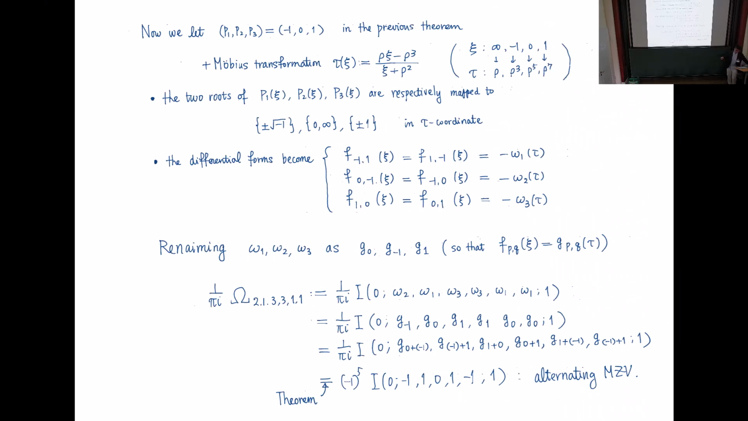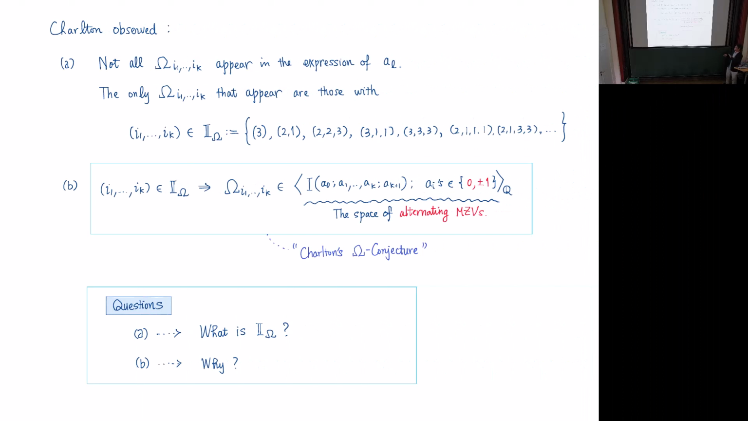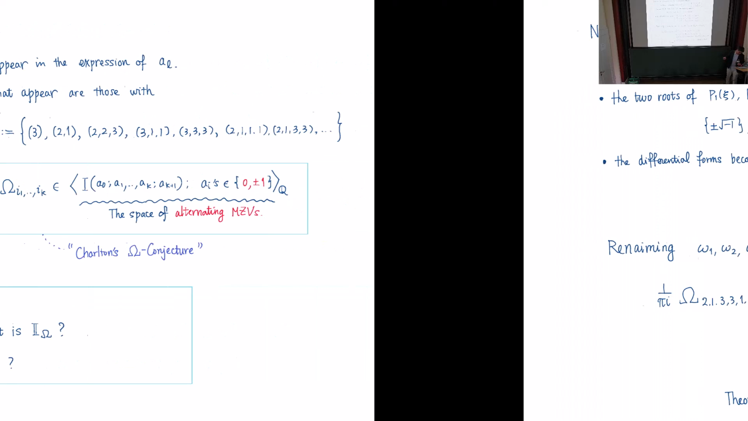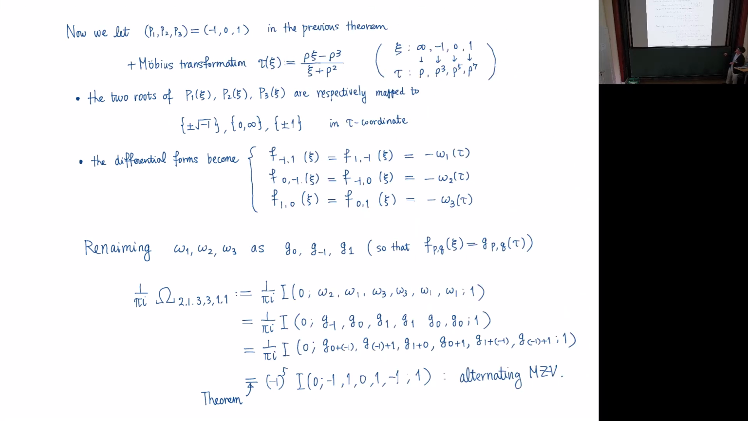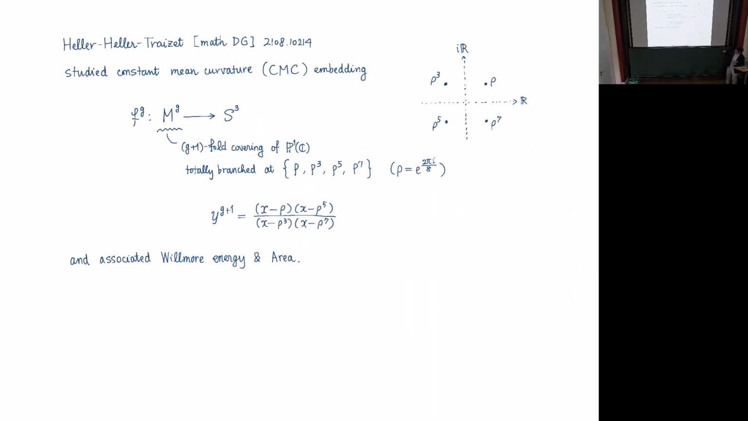So how can we understand why this is the case? It is explained very simply by the iterated beta integral setup. Consider the case when P1, P2, P3 are negative 1, 0, 1. In the previous theorem we usually have a quadratic polynomial, irreducible over the rationals, squared. But this one is super simple: it's just d log plus d log minus d log, a linear combination of three e's, which seems to be similar to this situation.